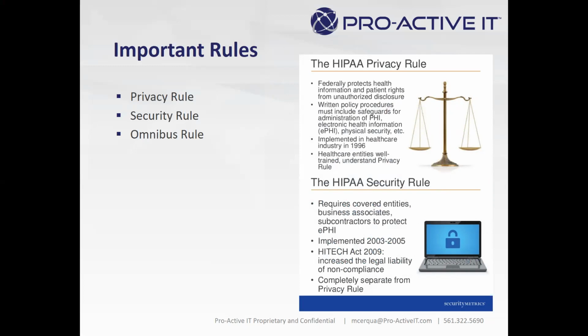Now, the privacy rule focuses on the right of an individual to control the use of his or her personal health information. The security rule defines the standards for safeguarding protected health information, specifically in electronic form, from unauthorized disclosure, destruction, or loss. And the omnibus rule expands the definition of a business associate and directly regulates business associates and their subcontractors. And we're going to look at what exactly a business associate is shortly.